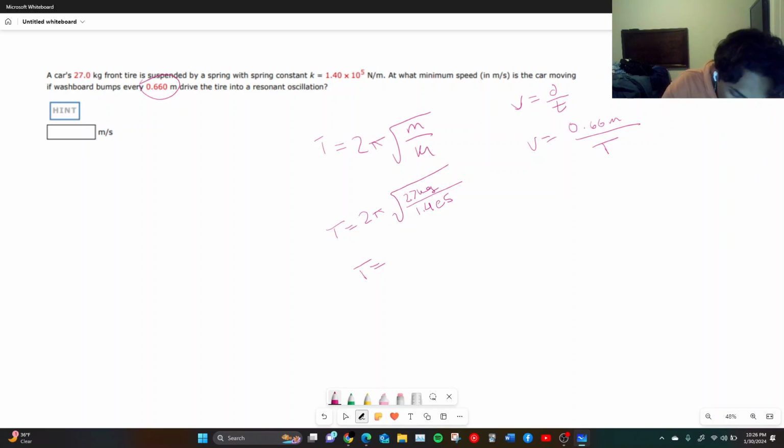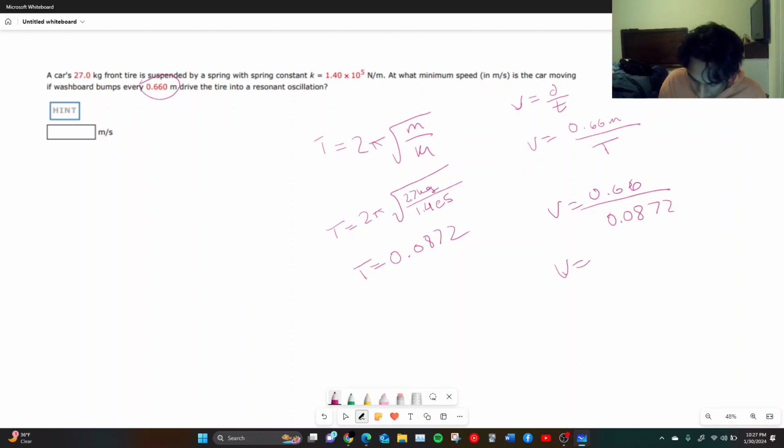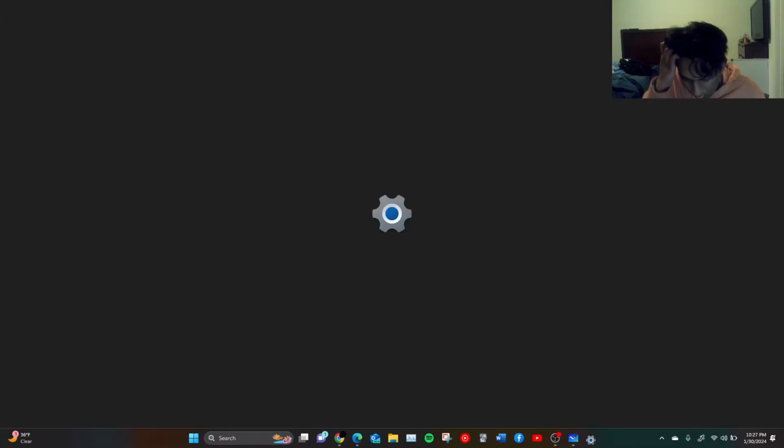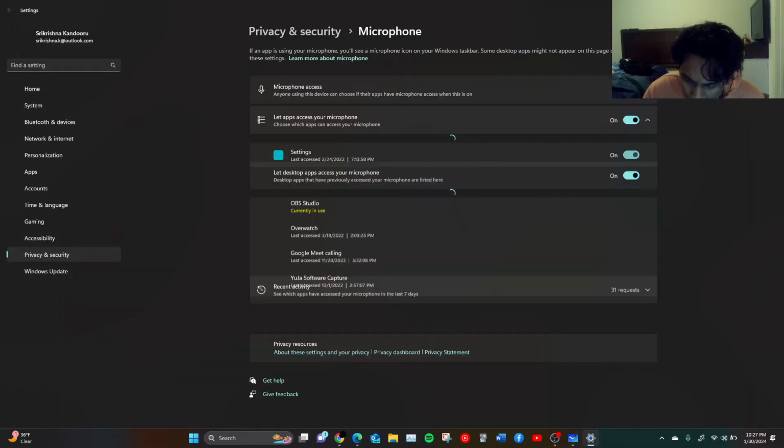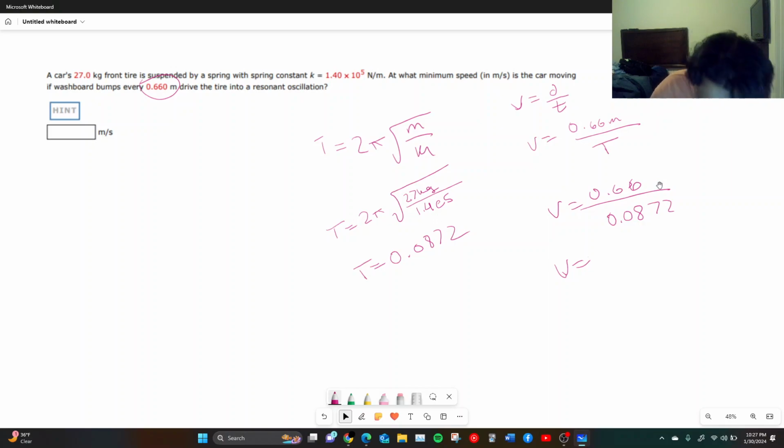You get a period of 0.0872. V is equal to 0.66, this is my distance in the tub, over 0.0872. Velocity is equal to. I got 7. Oh, why are you like this? 7.56. So, a bit of a short and easy one.